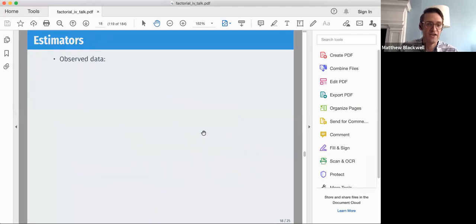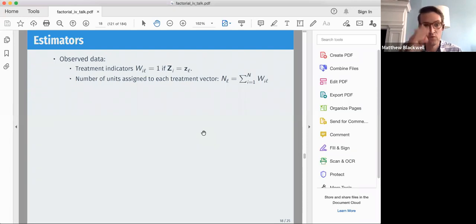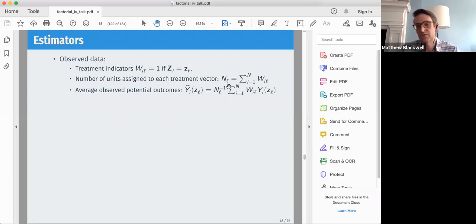So we have observed data where, once we run the randomization, we have a set of treatment indicators, W_i sub L, and that just says, if that's equal to 1, you are assigned to the level Z sub L. We'll have the number of units in each one of these levels. And then we can get the average observed potential outcomes for each level. This is a fancy way of saying, just take the averages within each of the observed treatment levels in the data, and take those as your estimator.